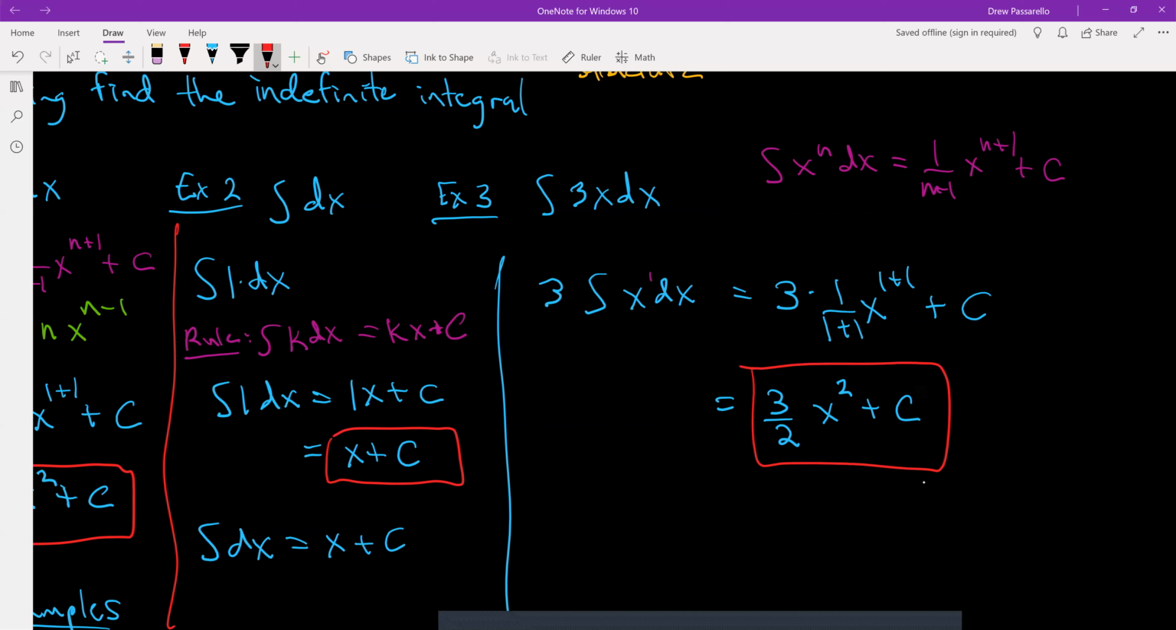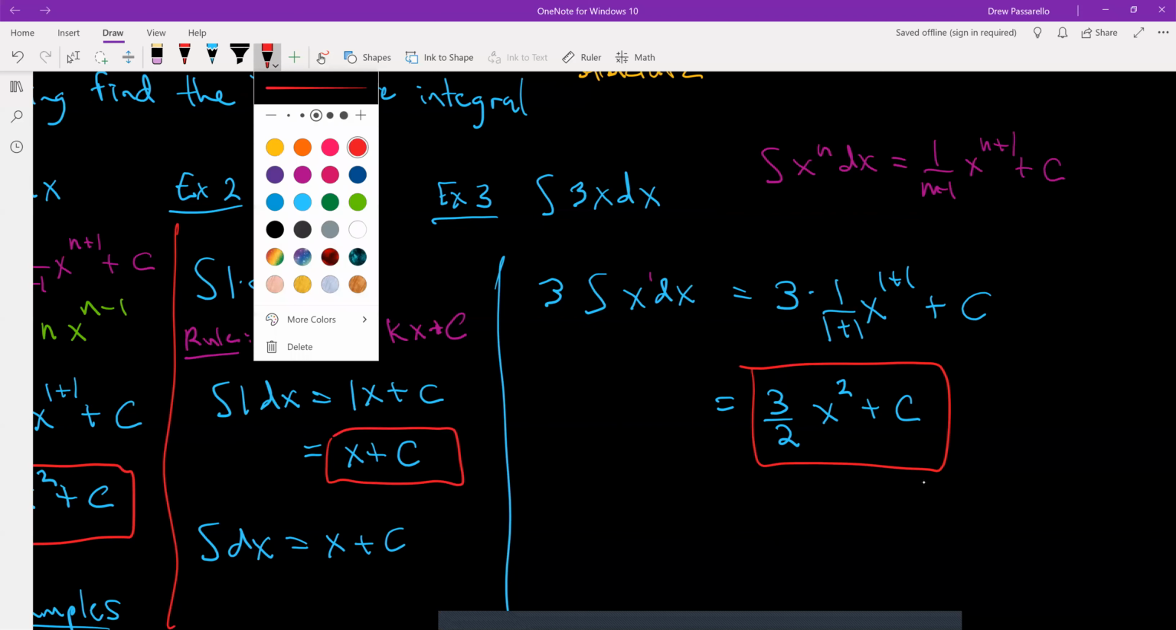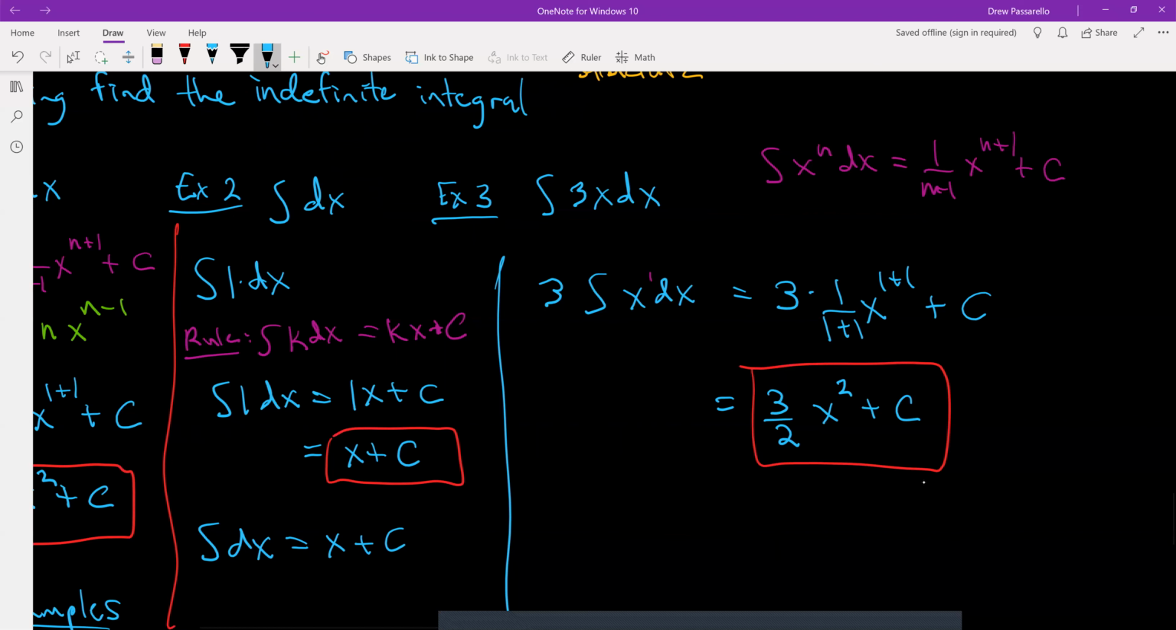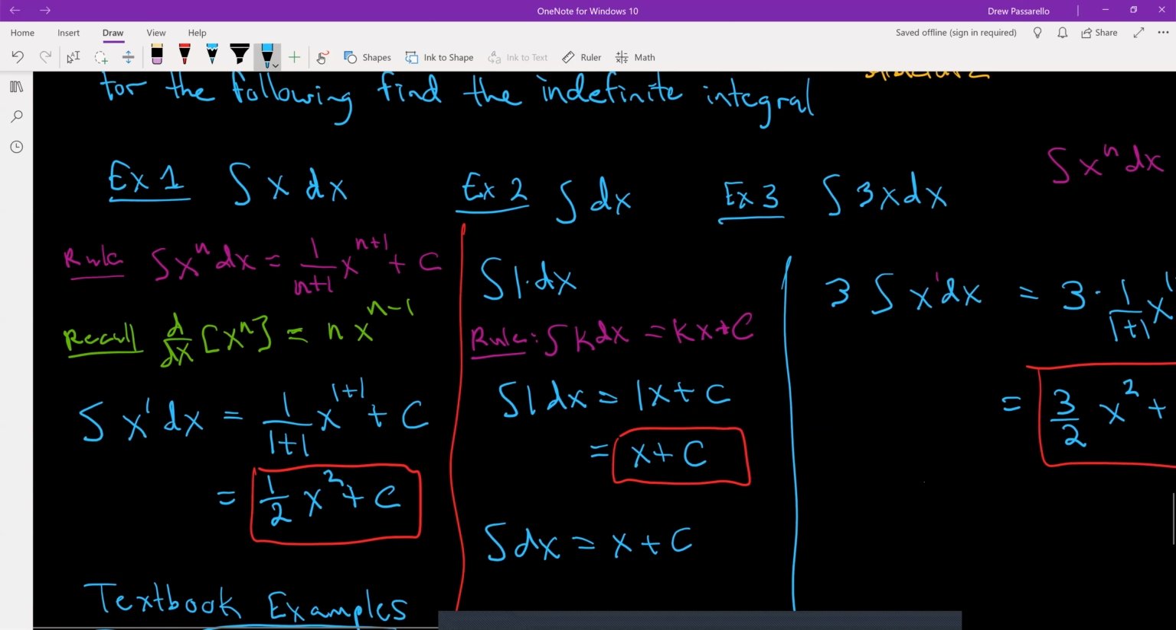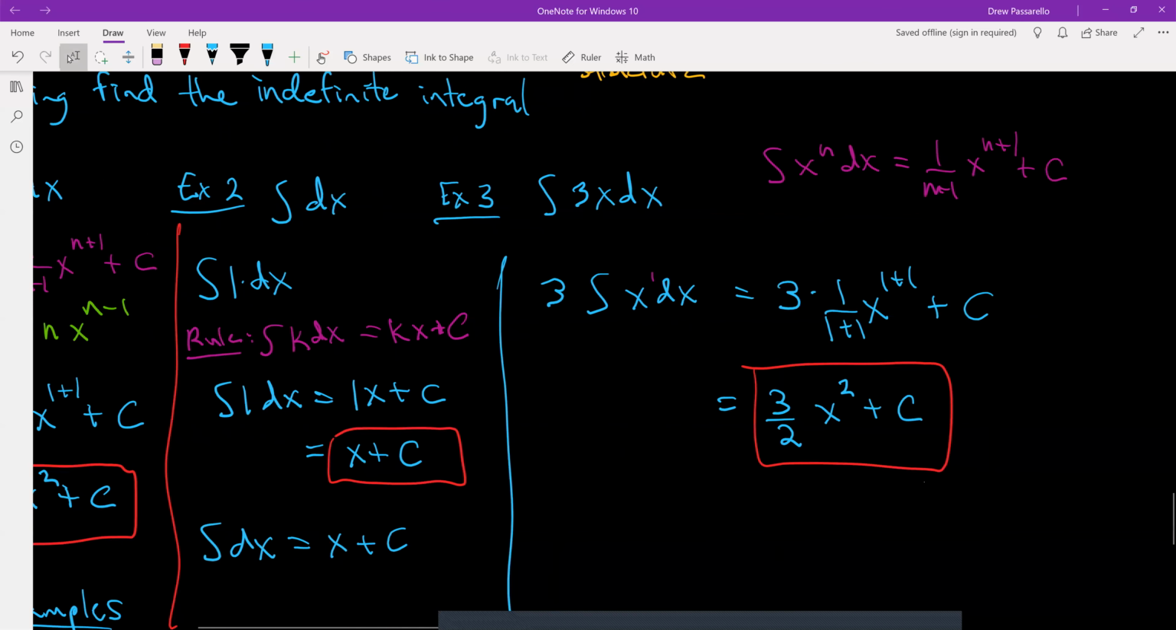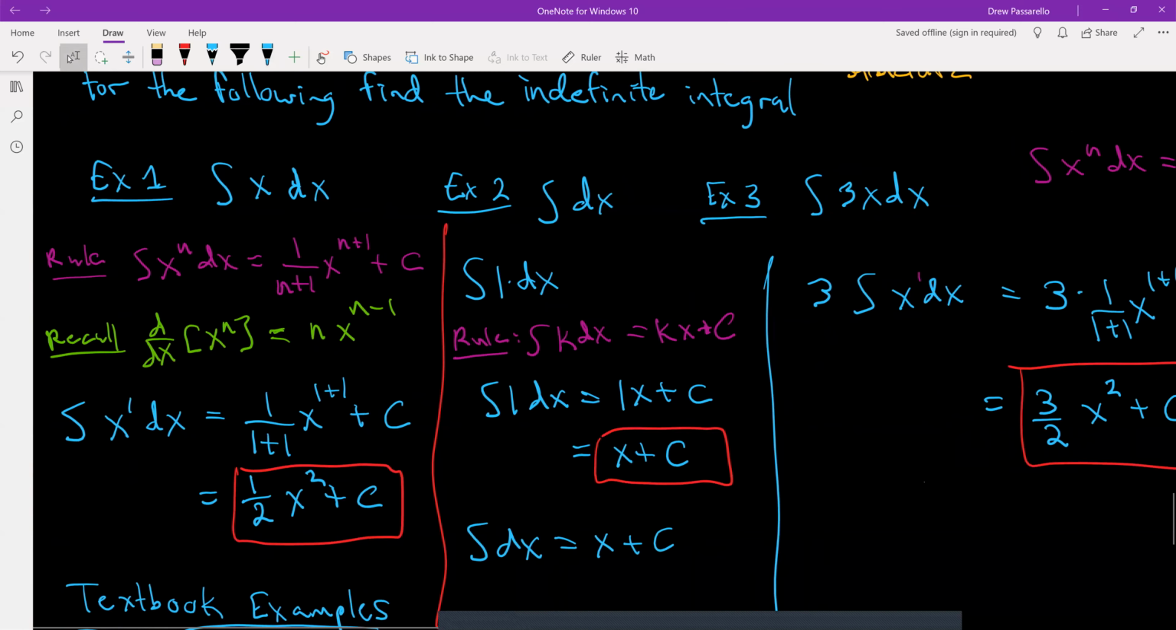All right, and the general gist of that is that you just factor out the constant in front of the integral, and integrate whatever the function is involving x. So the first example was x dx, which gave 1/2 x squared. Here we're doing 3 times 1/2 x squared. All right, so those are those 3 examples.